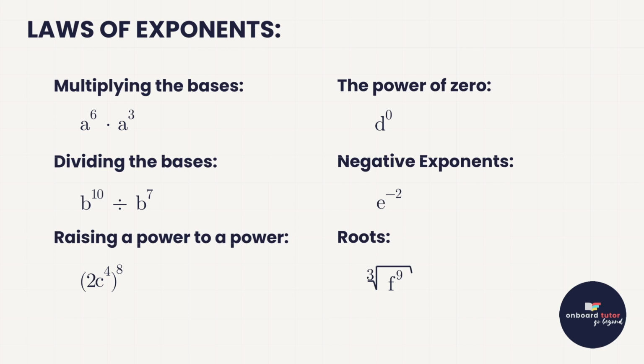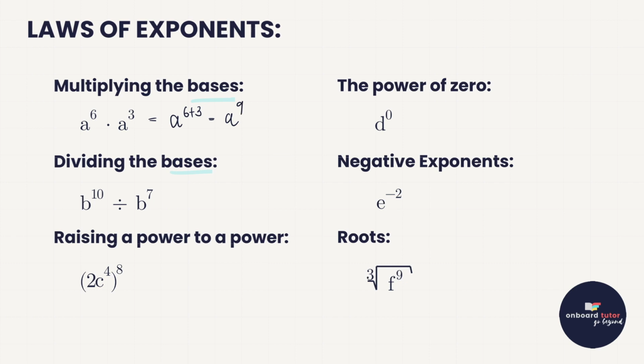Okay, you'll see that most of these laws pertain to the bases. So we're always looking at what's happening with the bases before deciding how to apply our exponential law. The first one is that when we multiply the bases, so we've got the same base of a, these are being multiplied, the rule is that we add our exponents. So this becomes a to the power of 6 plus 3, which is simply a to the power of 9.